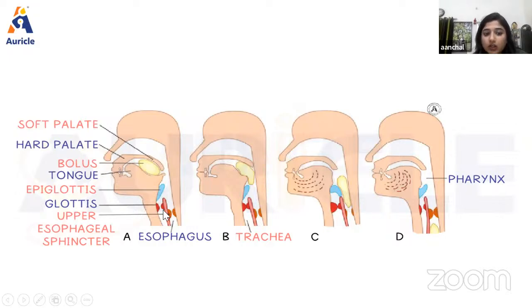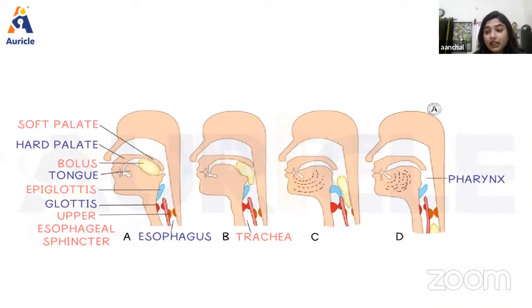Then we have epiglottis, glottis, upper esophageal sphincter, and lower down in the lower part of the esophagus, we have another sphincter that is known as lower esophageal sphincter, which is guarded and opens whenever it gets relaxed. With the help of this sphincter, whenever it opens, the food will move from esophagus into the stomach. Now discussing the first stage, that is known as pupillary position. Basically, this is not particularly a stage, but a position in which the food is now ready to get swallowed inside the pharynx.